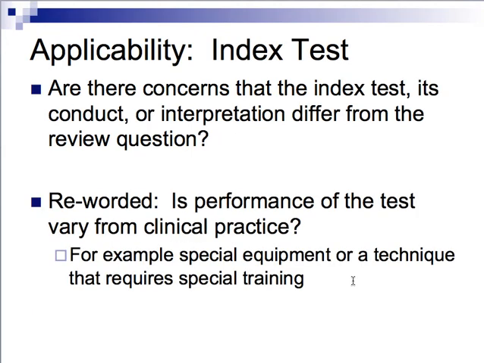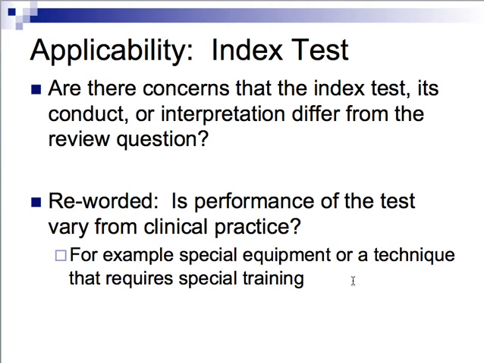So the next thing has to do with the actual index test. Was it performed in a way that's similar to how you would use it clinically? And they word it this way: are there concerns that the index test, its conduct or interpretation, so how you do it or how you grade it, differ from the way it was done in the study?